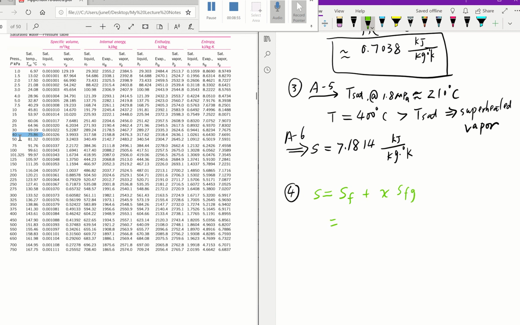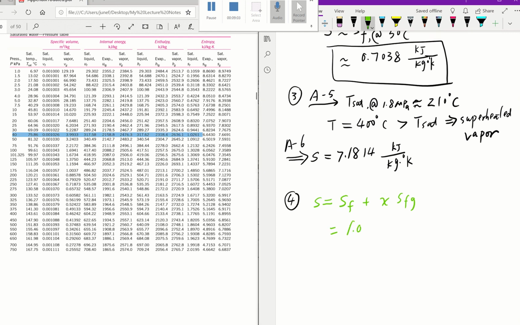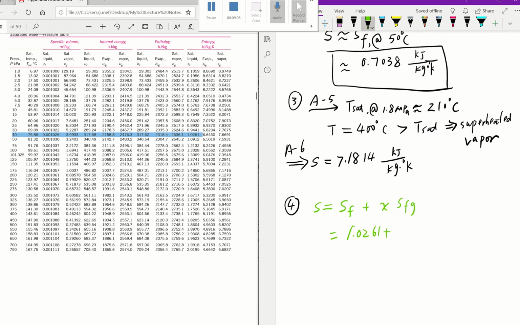So at 40 kilopascal, our Sf is this value, 1.0261. And the quality we'll be using is 0.9. That means 90% of them are saturated vapor, with only 10% being liquid. And times Sfg, which is this value, 6.6430. And when we calculate it, it's about 7.0056. The unit is kilojoule per kilogram per Kelvin.